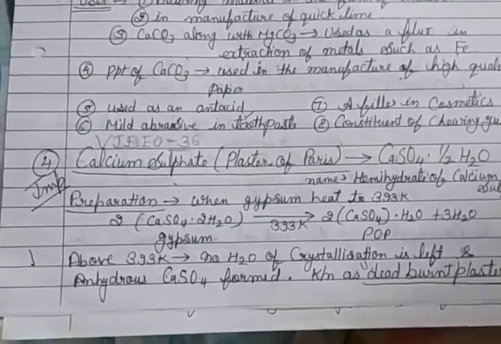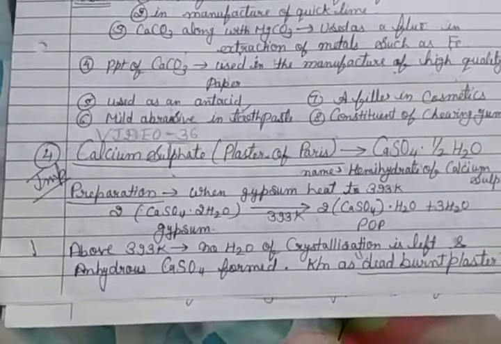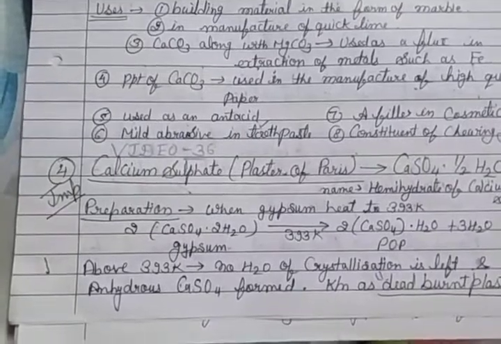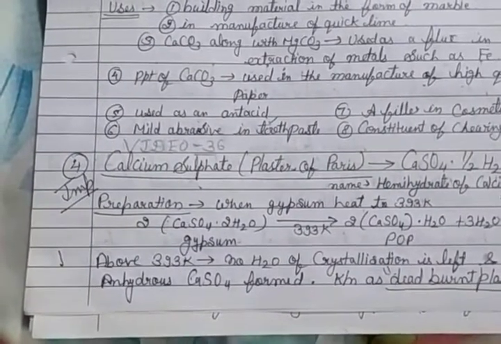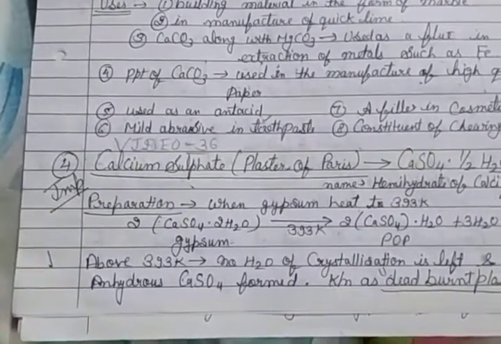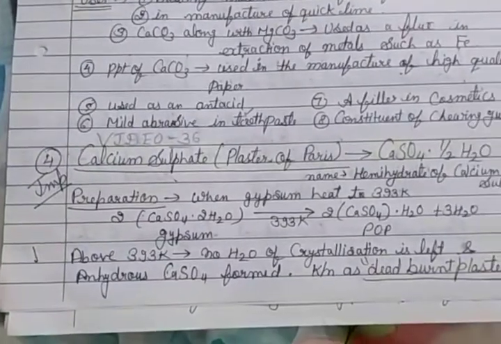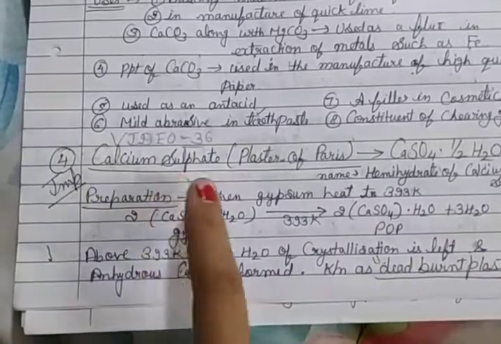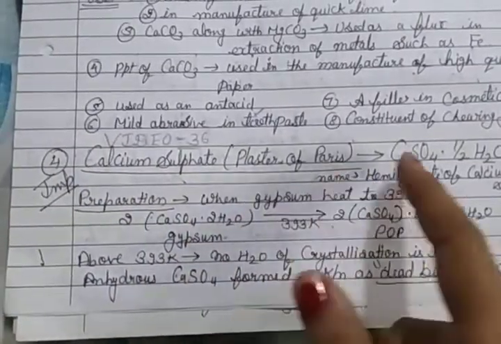In the last video I already explained important compounds of calcium. First is calcium oxide, then calcium hydroxide, then third, calcium carbonate. So three compounds were already explained in the last video. Today I am going to tell you about the fourth calcium compound, calcium sulfate, plaster of Paris.